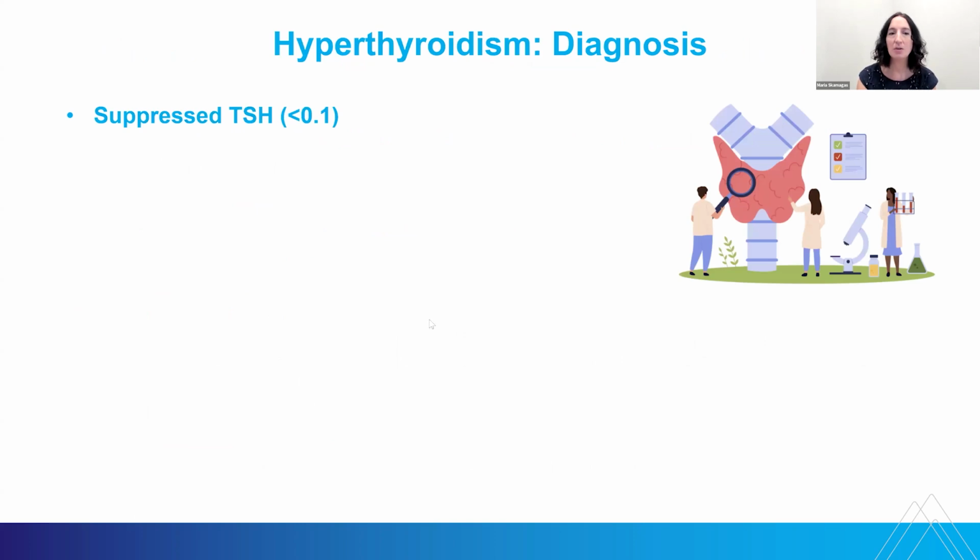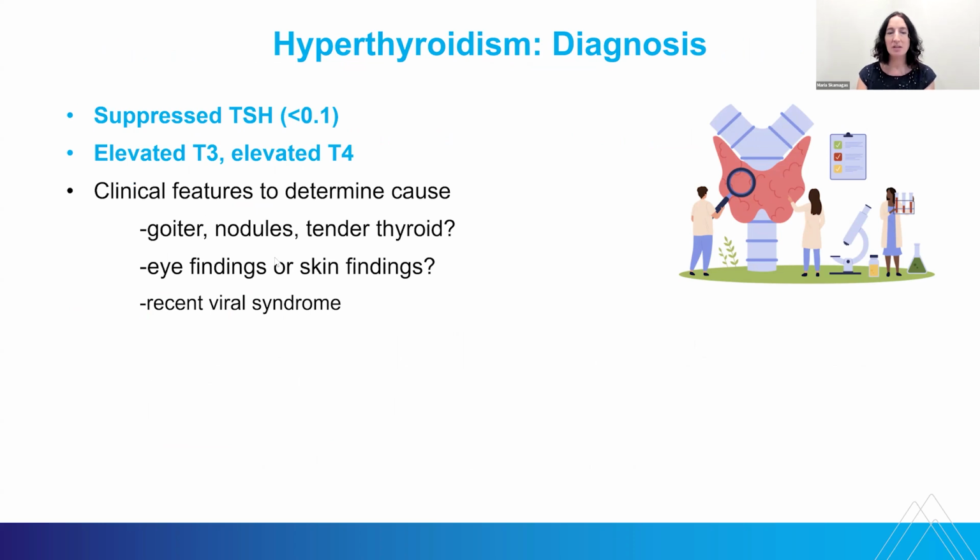So how are we diagnosing this? We have a suppressed TSH, elevated T3, elevated T4, and we're going to think about the clinical features. So are there nodules? Is there a large goiter for Graves? Is there a tender thyroid for thyroiditis? Are there eye findings or skin findings of Graves? Was there a recent viral syndrome?